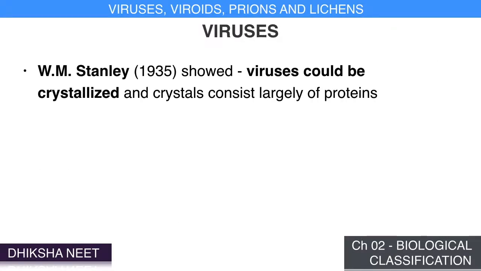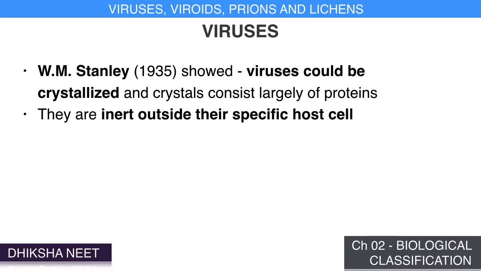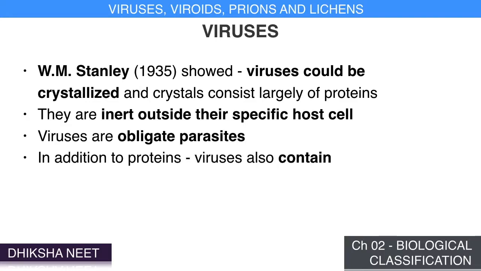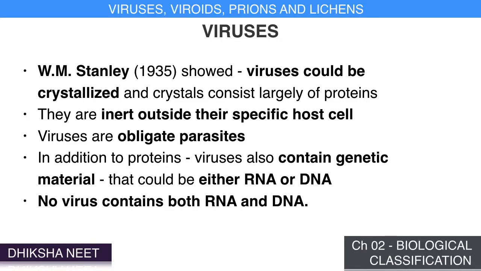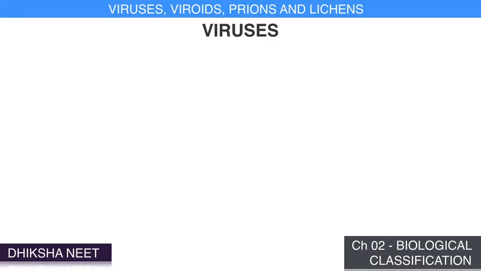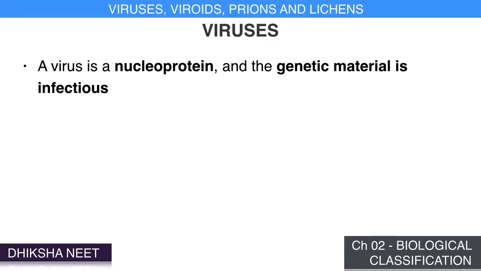W. M. Stanley, in 1935, showed that viruses could be crystallized, and the crystals consist largely of proteins. They are inert outside their specific host cell. Viruses are obligate parasites. In addition to proteins, viruses also contain genetic material that could be either RNA or DNA. No virus contains both RNA and DNA. A virus is a nucleoprotein, and the genetic material is infectious.